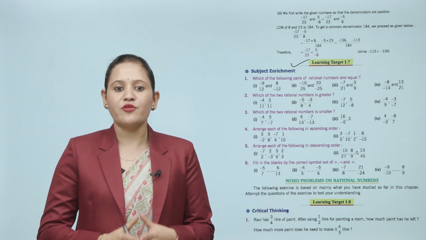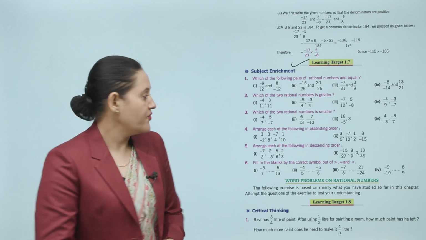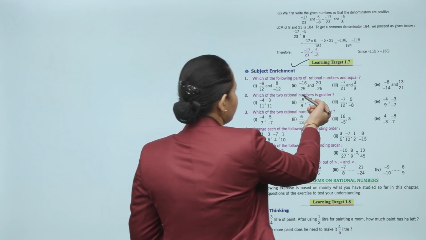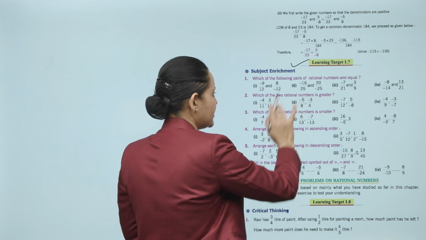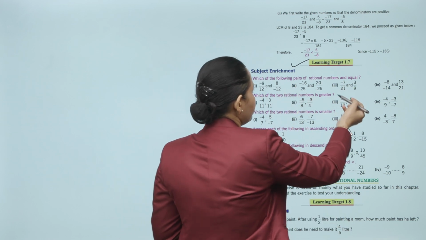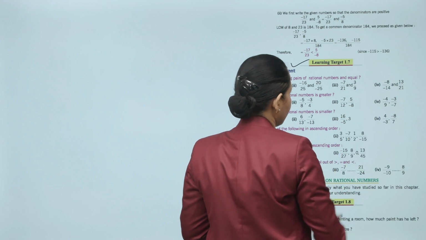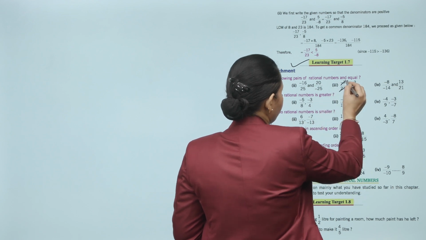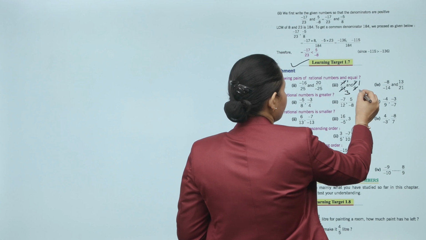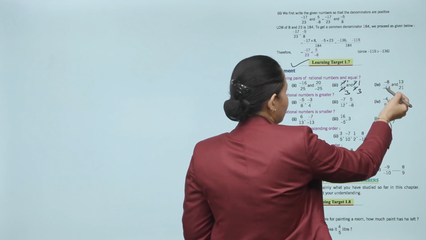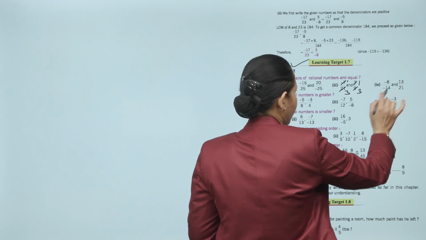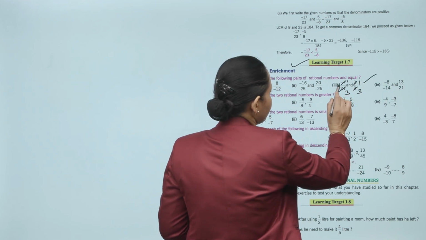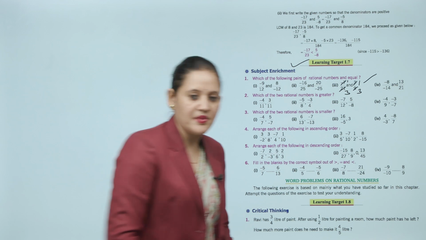Subject enrichment. Which of the following pair of rational number are equal? First is minus 9 upon 12 and 8 upon minus 12. They are not equal. Minus 16 upon 25, 20 upon minus 25. Denominator same है. They are also not equal. Minus 7 upon 21, 3 upon 9. So, minus 1 upon 3 and 1 upon 3. Minus 8 upon 14 and 13 upon 21. So, these are also not equal. So, this pair of rational number will be equal. We have to remove the sign of minus. Then 1 by 3 both will be equal.